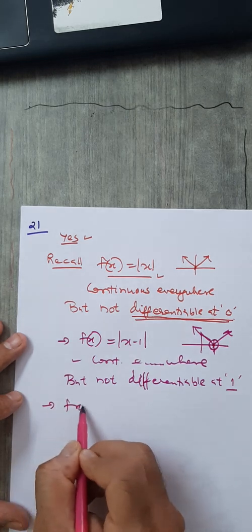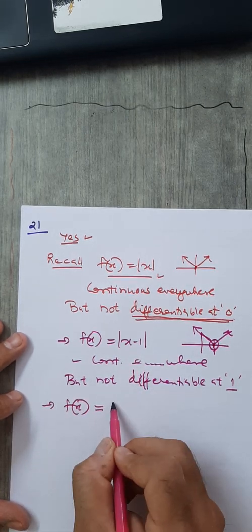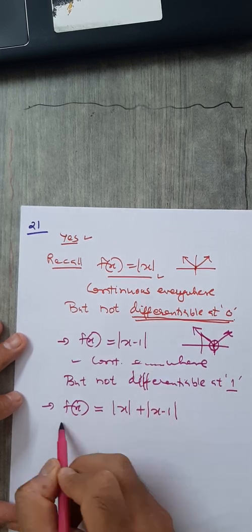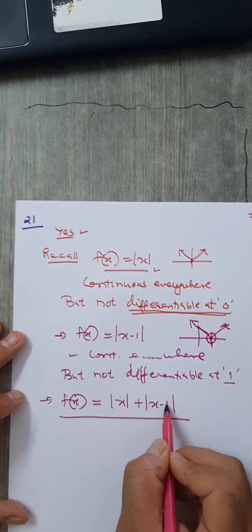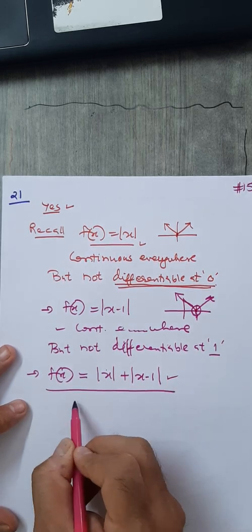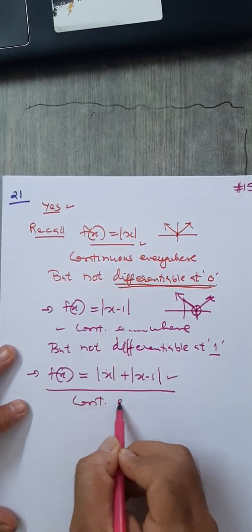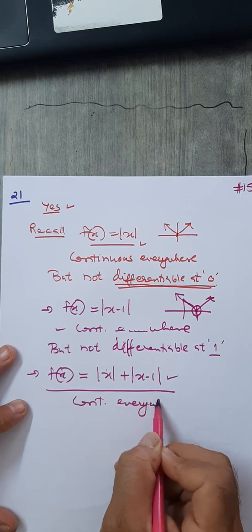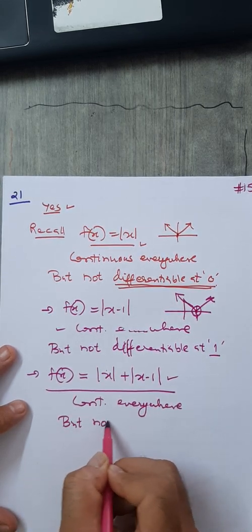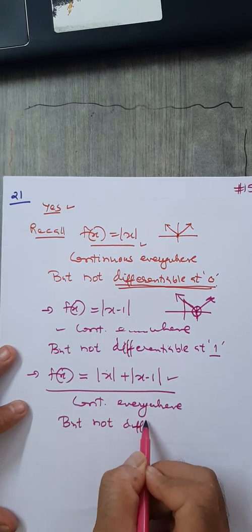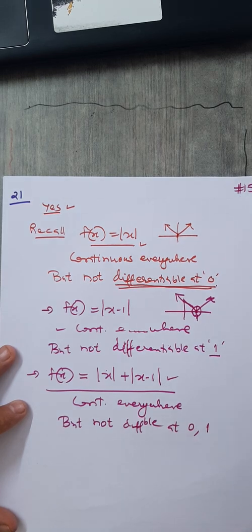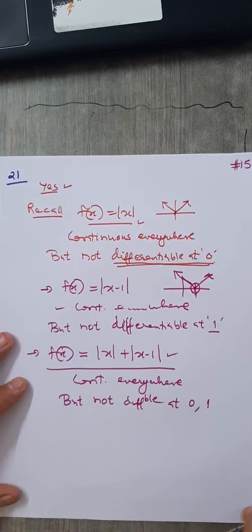So if I write f(x) equals the addition of these two, modulus x plus modulus x minus 1, this is continuous, this is continuous. You know that the sum of two continuous functions is always continuous. So this is continuous everywhere, but not differentiable at 0 and 1. Same way it can be asked for 3 points also.